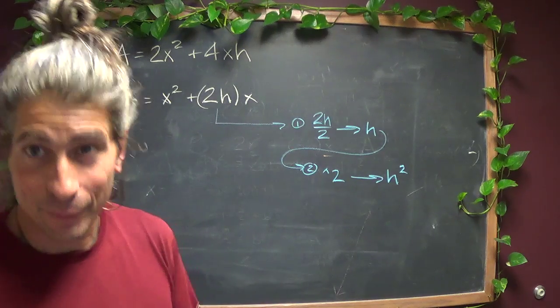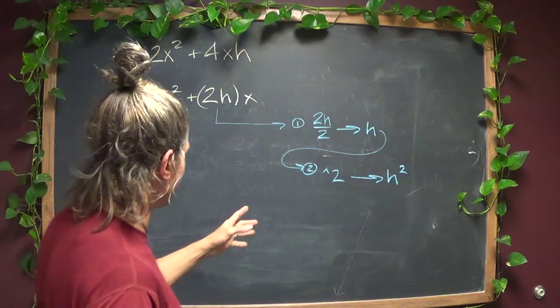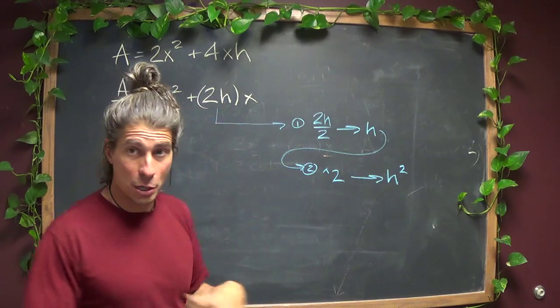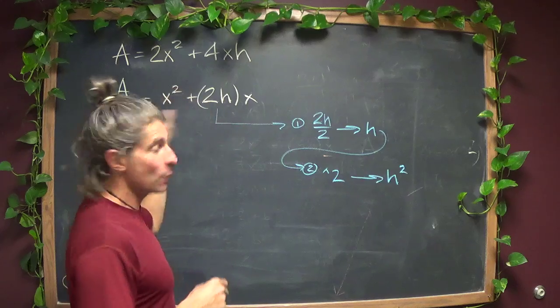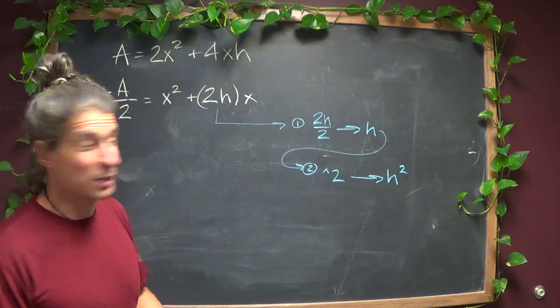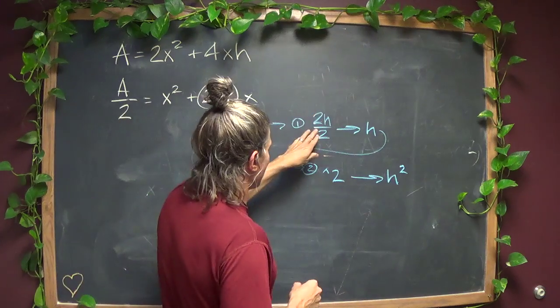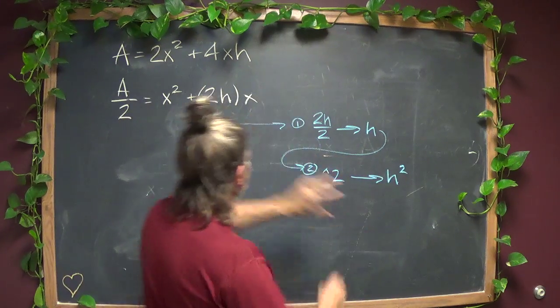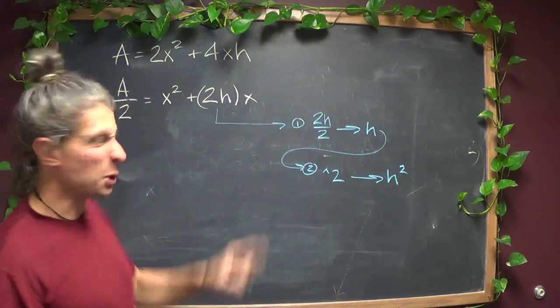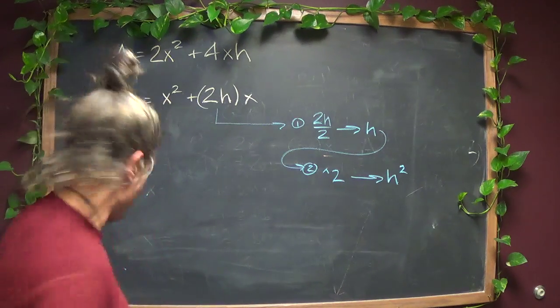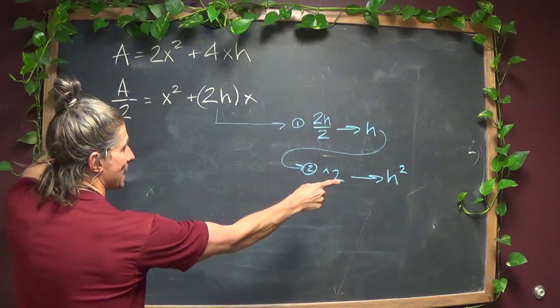Now in your classes, chances are you probably didn't have variables here. You had numbers there. And when you have numbers there, it's much easier because, like, if this number was 8, you would just do 8 divided by 2 is 4, 4 squared is 16, and then you'd add 16 to both sides. It gets a little bit goofy because it's variable, but don't worry about it. Just add it. So now you're going to add h squared to both sides.